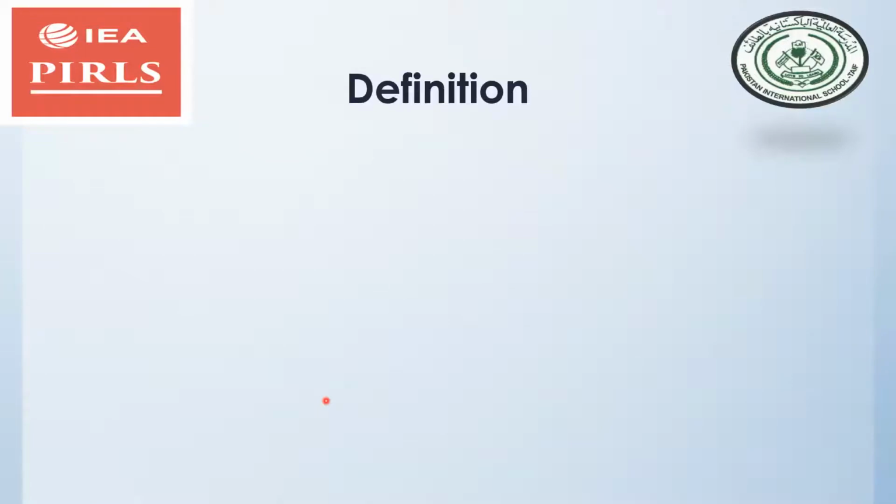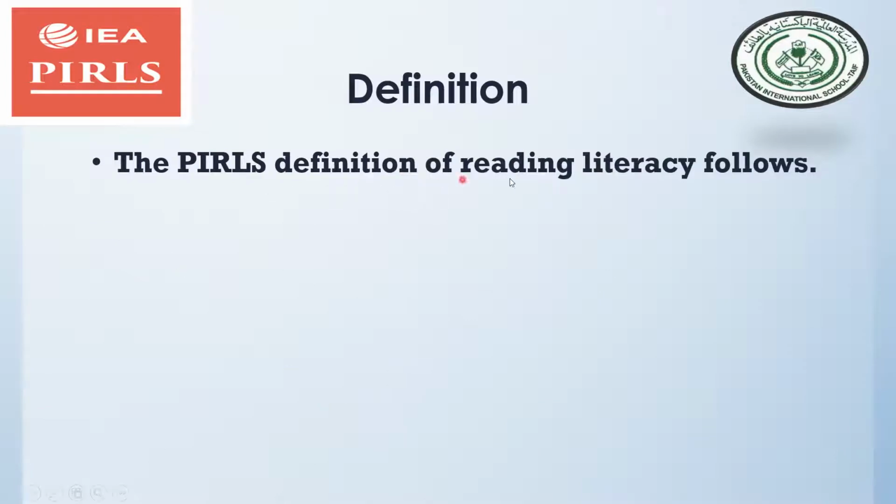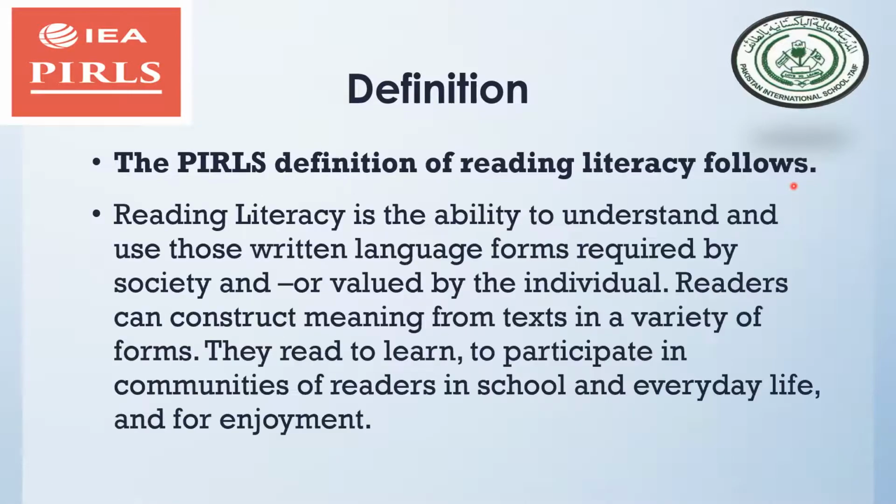Now, dear students, we have a definition. What is the definition of this word? The PIRLS definition of reading literacy follows. Let's see. Reading literacy is the ability to understand and use those written language forms required by society and or valued by the individual. Readers can construct meaning from text in a variety of forms. They read to learn, to participate in communities of readers in school and everyday life, and for enjoyment.